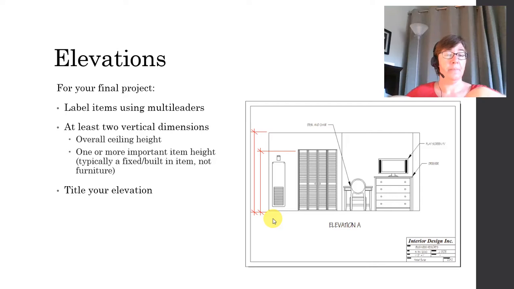Typically, we would only dimension heights of fixed or built-in items, not necessarily furniture. So a height of a window, a height of a door, a height of a cabinet, something that's fixed or built in your drawing. If your interior elevation only includes furniture, then pick a furniture item or two to show us some vertical heights. Finally, don't forget to title your elevation right here.